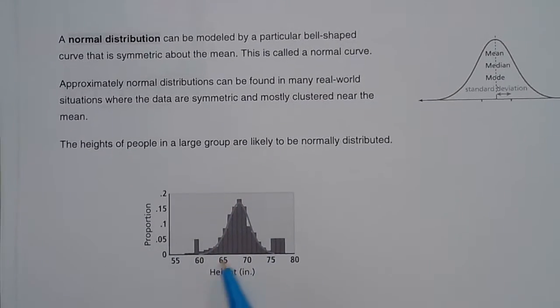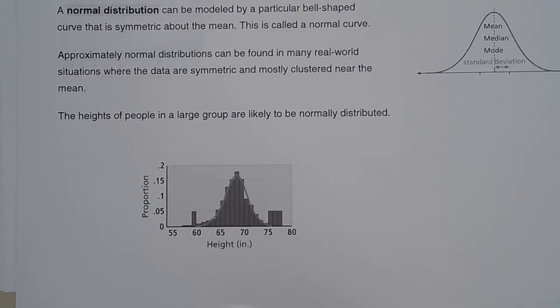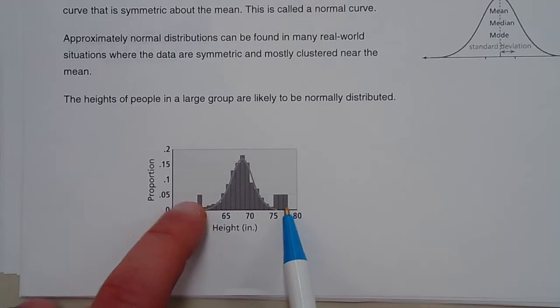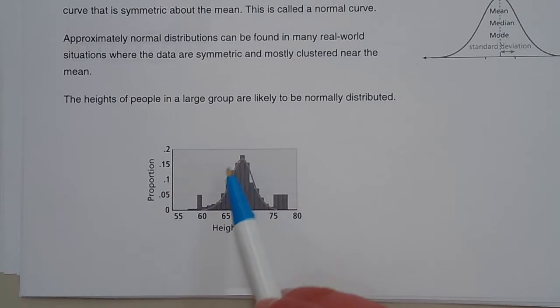So here's a sample graph of what it might look like. If you surveyed a bunch of people for their heights, you have a lot of people in this middle range. There might be a few outliers off in each direction here. But for the most part, definitely following a normal type of curve. So yeah, that's going to be one of the main things here. They're going to give us different scenarios, and we have to decide what type of distribution it would be.